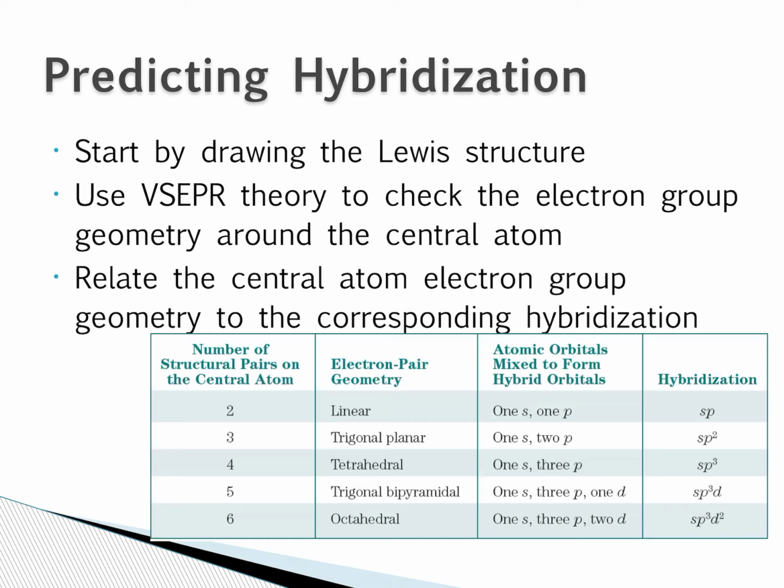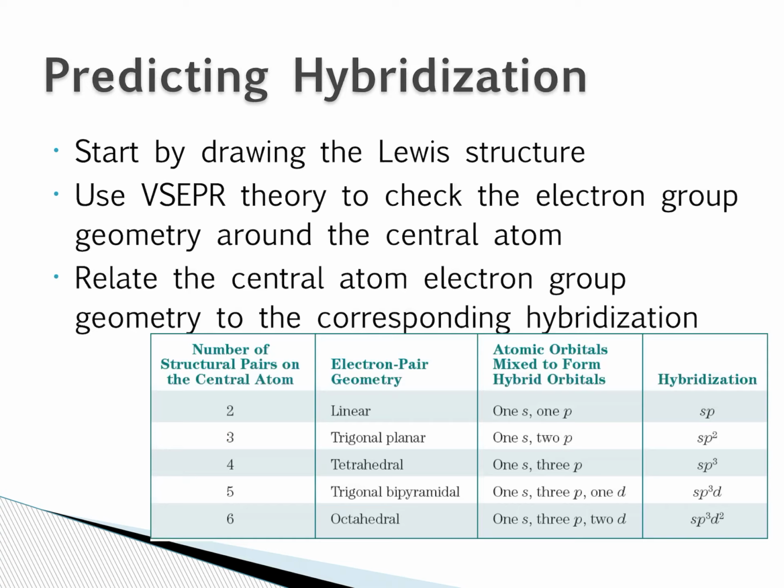Here's what I want you to know. I'm not going to ask you to show me the hybrid orbitals or anything. I just want you to tell me which hybrid orbital is needed for a given molecule. So all you have to do is draw the Lewis dot structure and then figure out how many domains you have around that central atom. Then you can figure out which hybrid orbital you need.